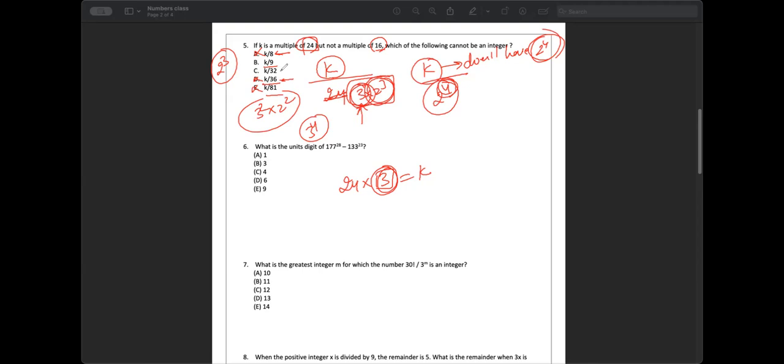Right? K by 32. 32 is 2 raised to power 5. If it doesn't have 2 raised to power 4, how can it have 2 raised to power 5? Okay. So K by 32. Right, Abhilasha? All good?